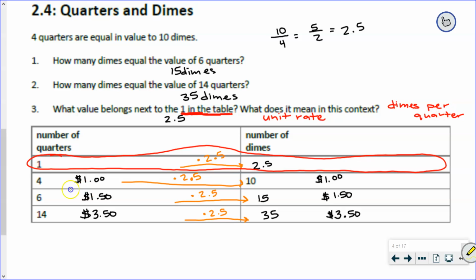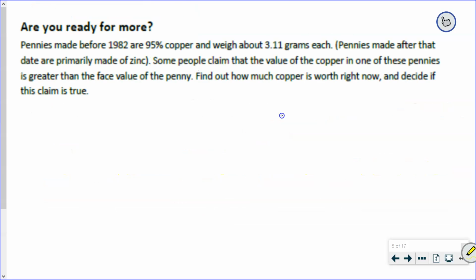And I really want to focus on just how important this is. Whenever we have that 1 in a table, isn't it really easy to see what's on the other side? 1 times 2.5 is 2.5. So this is a really important relationship here with the 1. That's why we're taking that time to talk about it and really emphasize it. It's the unit rate, dimes per quarter.